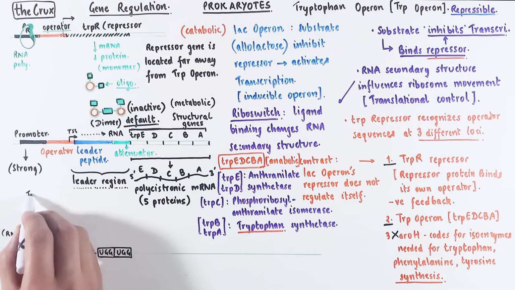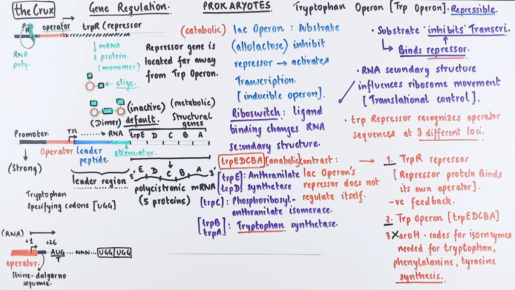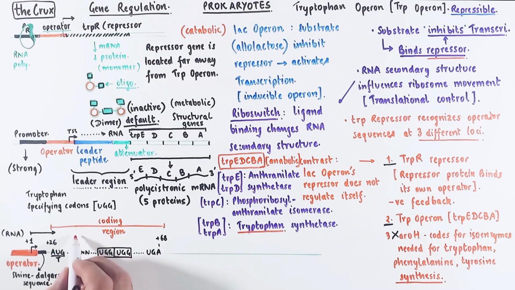And these UGG codons specify the amino acid tryptophan. And after the UGG codon is the stop codon UGA. And this is somewhere around +68 position. So this region from +26 to +68 is a short coding region, which if you do the math is around 42 bases in length. And this coding region codes for a peptide, which is 14 amino acids long. And this is called leader peptide. We call it leader peptide because it is part of this leader region.